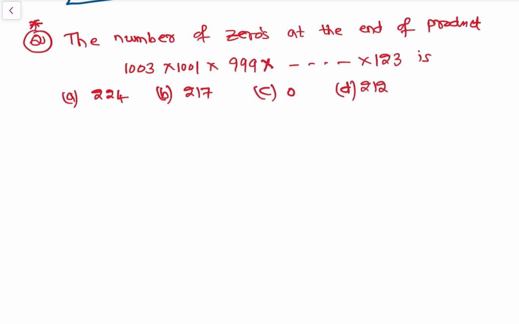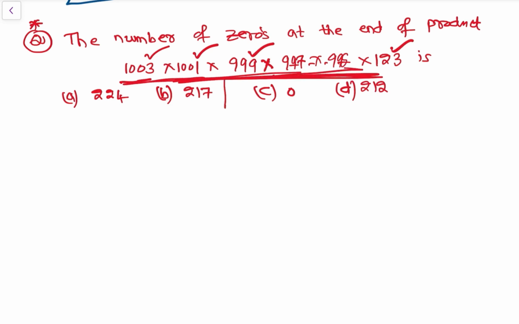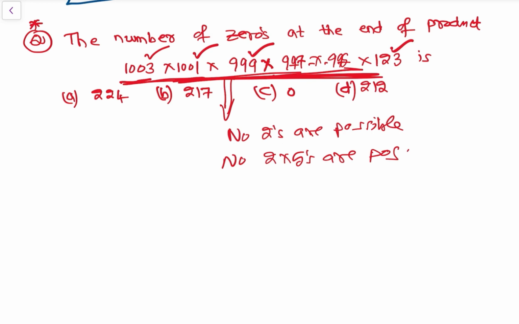What we know is this is an odd number series: odd number, odd number, odd number, odd number, so on. इधर से आएगा 997 into 995, सारे ऑड नंबर्स आएगा. So it is an odd number series. We know in odd numbers no twos are possible. So when no twos are possible, no 2 into 5s are possible. So when no 2 into 5s are possible, the number of zeros is going to be 0. So option C is the answer. ठीक है, number of zeros at the end of the product. So the answer is C.